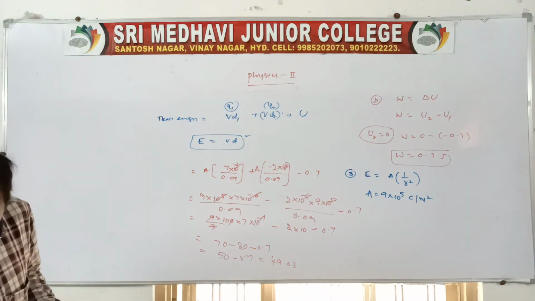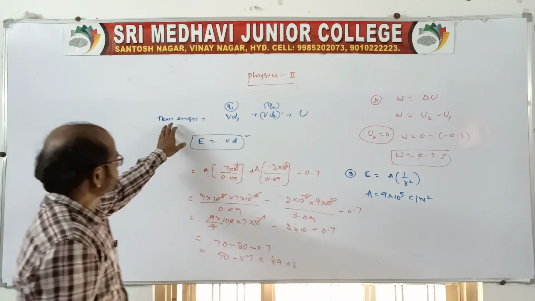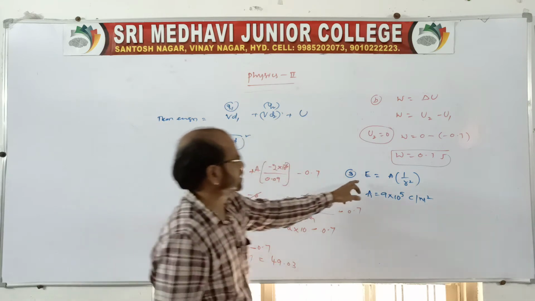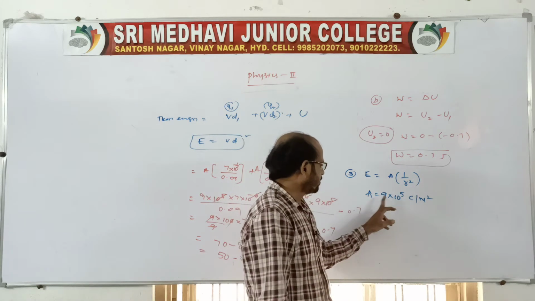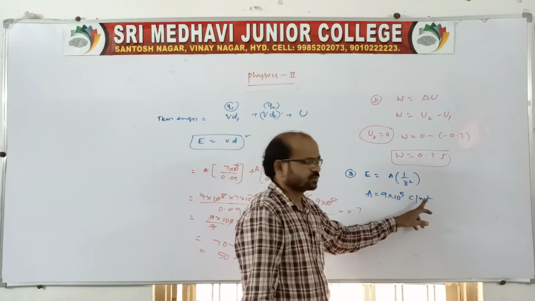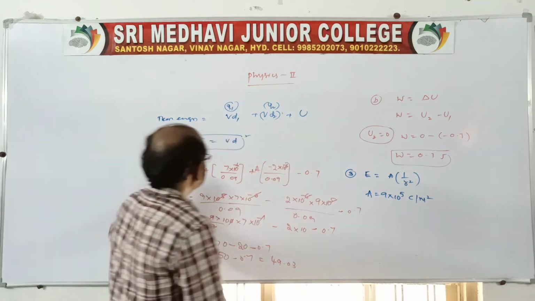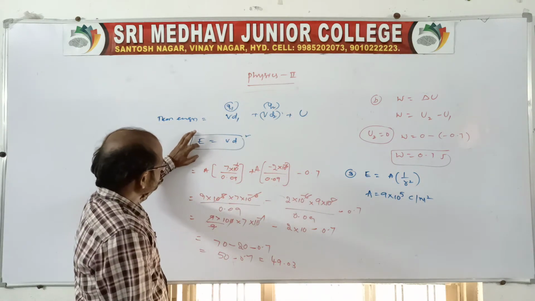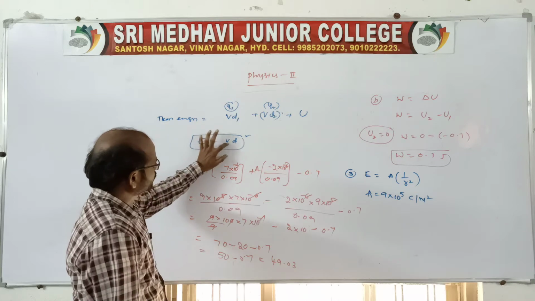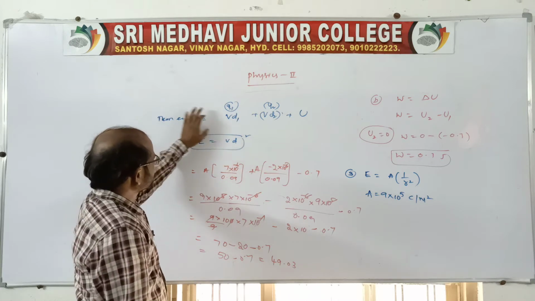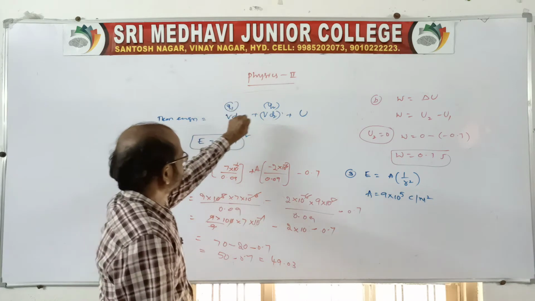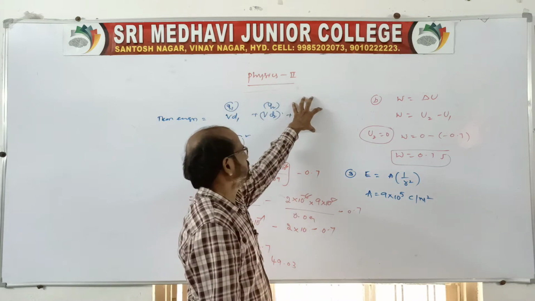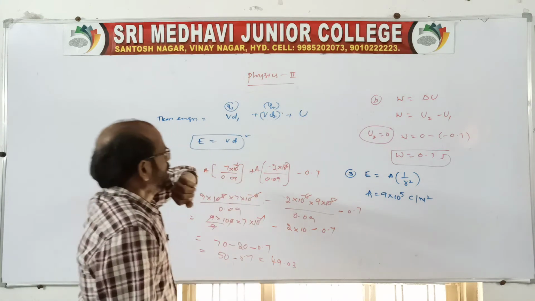See, very simple. Look here, it is asking for the total energy. The given E is equal to A into 1 by r square, where the A value is given as 9 into 10 power 5 coulomb per meter square. Use the relation between V and E, that is E is equal to V into d. The total energy will be due to the individual charge q1, due to the individual charge q2, and the energy between the two charges.